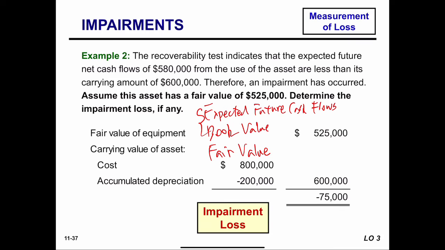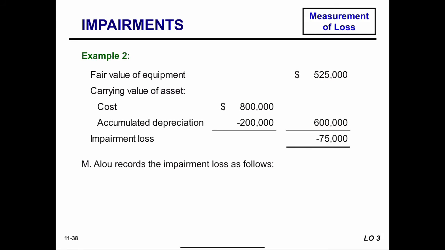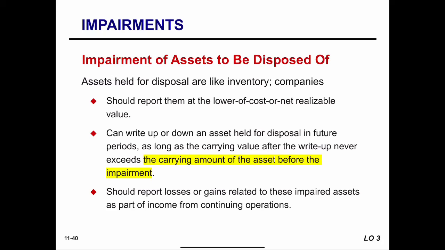If it fails the test, we move to the second step, measurement of the loss. The journal entry to recognize this impairment loss is to debit loss on impairment 75,000. At the same time, we write down the book value of the assets by recognizing accumulated depreciation of 75,000.